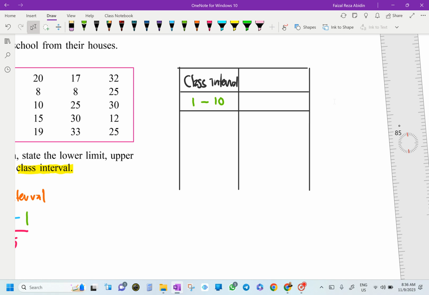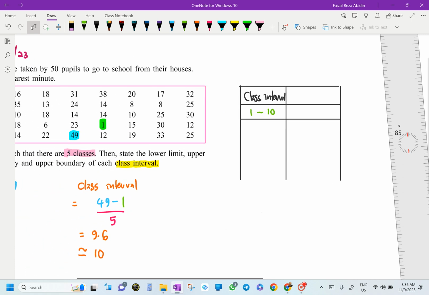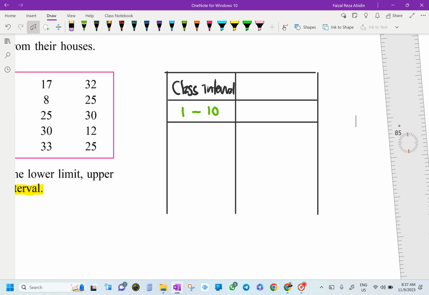You must count it. You are not going to put it there. 1 to 10, then 11 to 20. Is it correct? No. We are going to count it. 11, 12, 13, 14, 15, 16, 17, 18, 19, yeah, 20. 11 to 20. So the next one here is going to be from 11 to 20. It's going to be running.